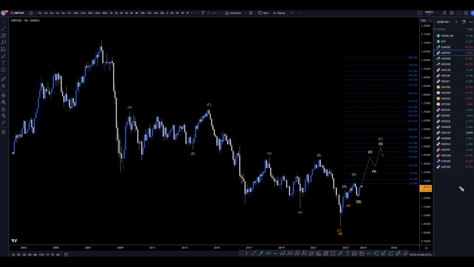Today is Friday, January 5th, and I'm going to be analyzing the pound US dollar starting on the monthly, working my way down to that 1 hour time frame.